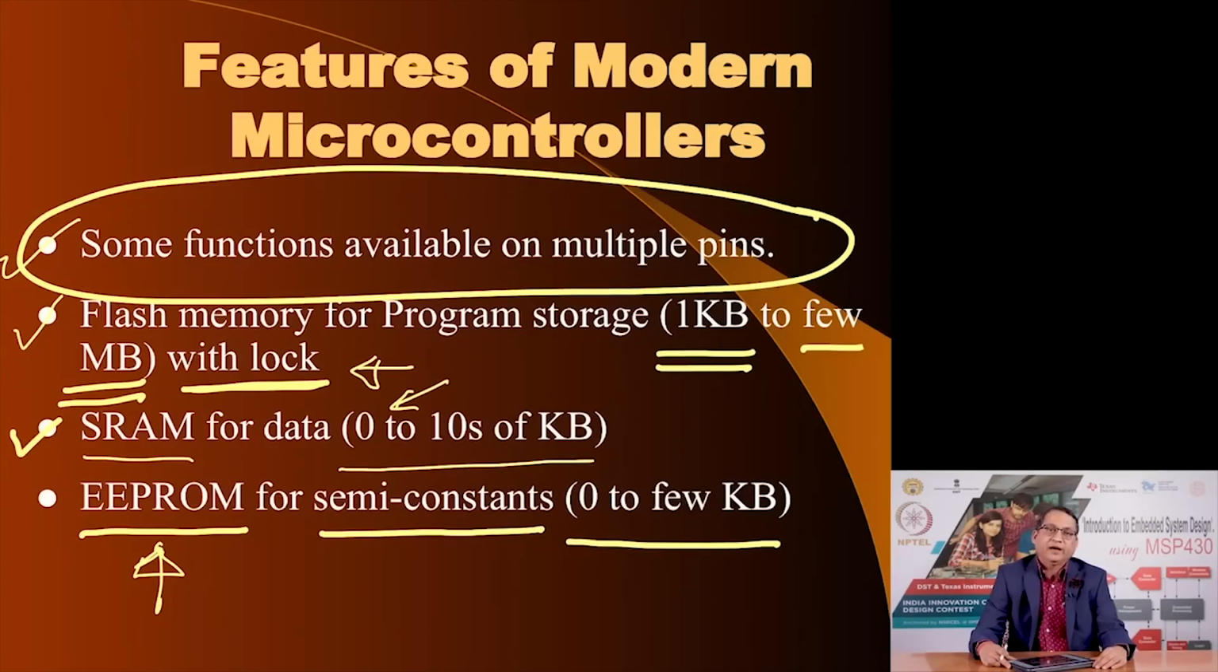You can modify the contents of E square prom at runtime, meaning as the application is running, you can change the value stored in the E square prom. So, in our application, the value of the radius could be stored on an E square prom.